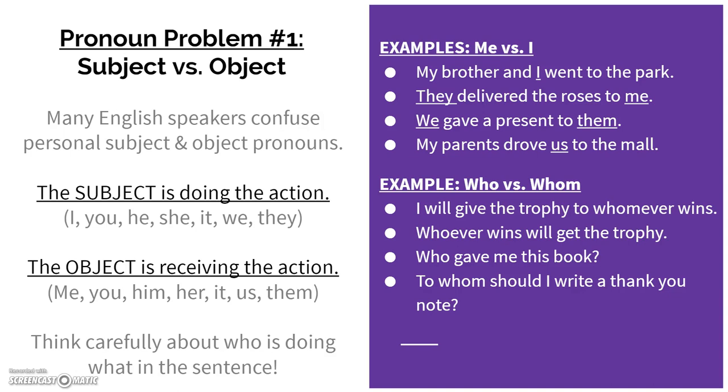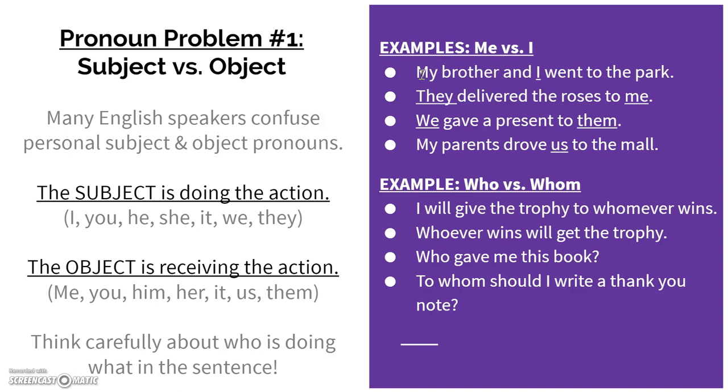One of the most frequent types of pronoun errors out there amongst English speakers is confusing subject versus object pronouns. So, as we mentioned earlier, the subject does the action, and there are certain subject pronouns that should not be confused with object pronouns that receive the action or are the recipient of the verb in that sentence, like me, you, him, her, it, us, or them. So when you look at a sentence, you need to think carefully about who's doing what. For example, a lot of people mix up when to say the word me versus when to say I.